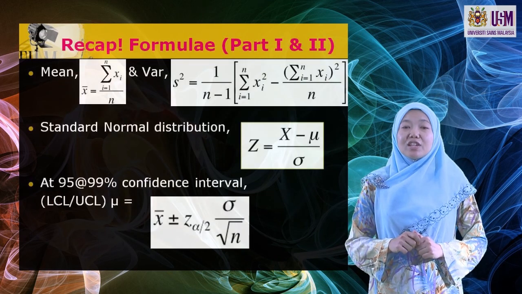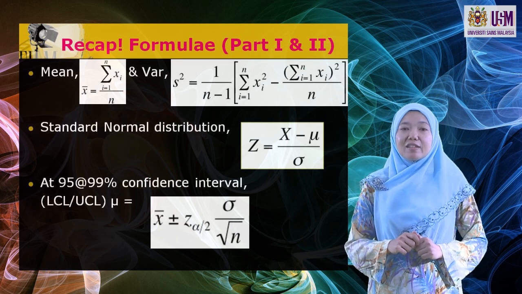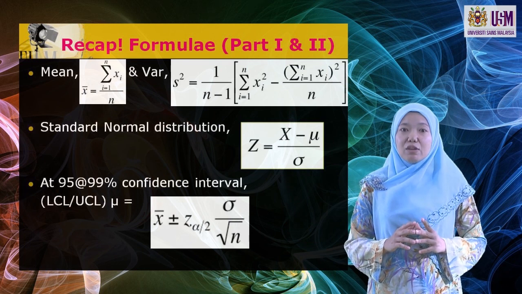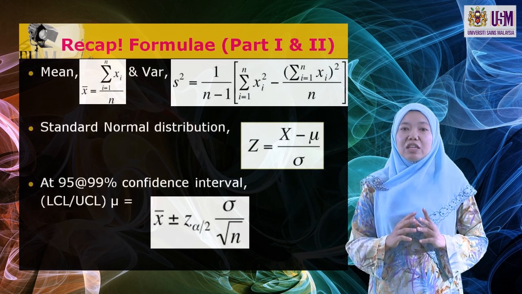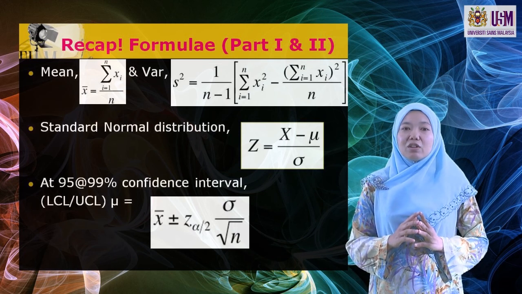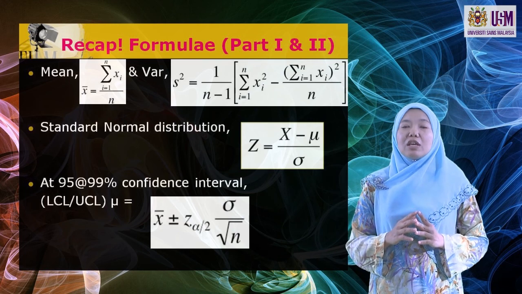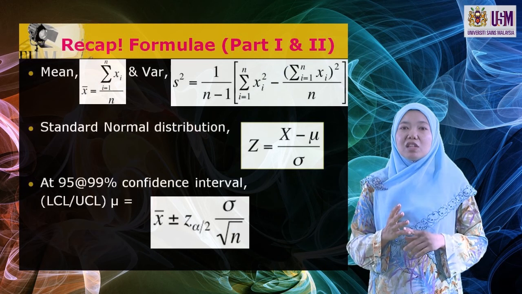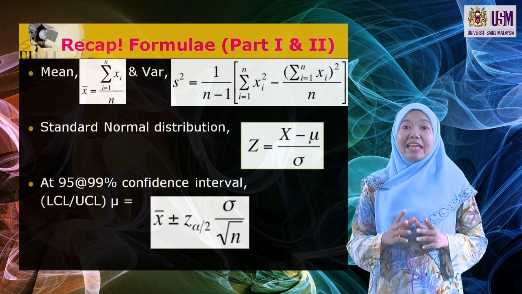Before we go further, let's recap a couple of formulae that you already covered in the first and the second part. Even though the formulae are all given during the exam, you need to know the use of each formula for which part of the questions. From part 1, I introduced the most important parts in terms of data descriptions, where you can describe data in terms of averages. Out of mean, median, and mode, the most important measure of average is the mean.